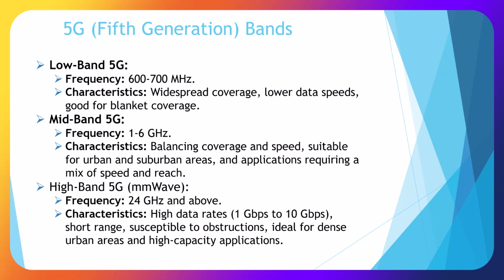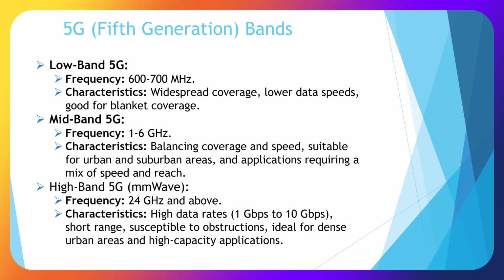So our 5th generation 5G, the first one is low band 5G from 600 to 700 megahertz. Widespread coverage, lower data speeds, and good for blanket coverage. Mid-band 5G with frequency between 1 and 6 gigahertz, balancing coverage and speed, suitable for urban and suburban areas, and applications requiring a mix of speed and reach.